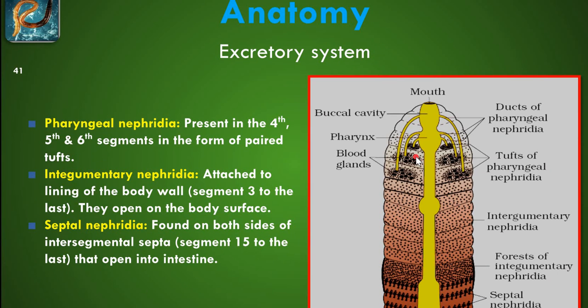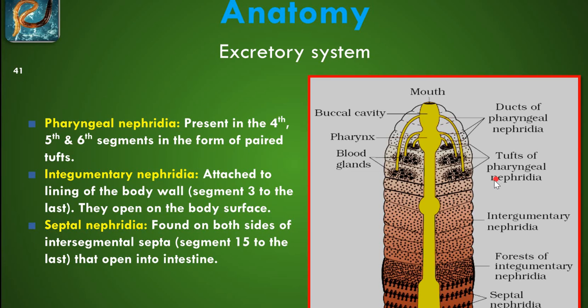The excretory organs in the earthworm are segmentally arranged coiled tubules which are called nephridia. There are three types. They are septal nephridia, integumentary nephridia, and pharyngeal nephridia. Now, if we look at the pharyngeal nephridia, then they are present in the 4th, 5th, and 6th segment in the form of these paired tufts.